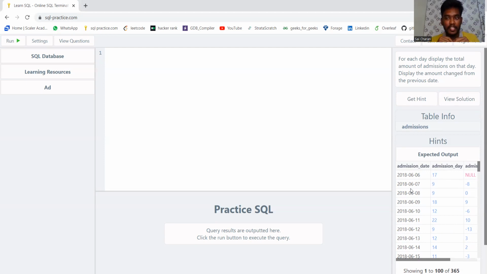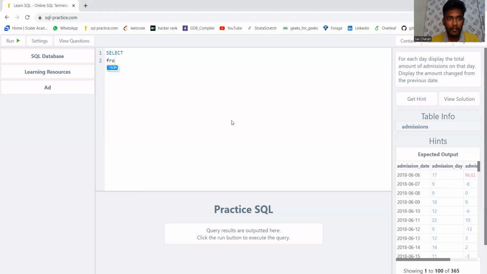And if you see the admissions on the previous day, that is the 6th, there were 17. So what is the difference? 9 minus 17, that is minus 8. So this is what we need to do: check the difference between the present day and the previous day. Let us try to solve it.